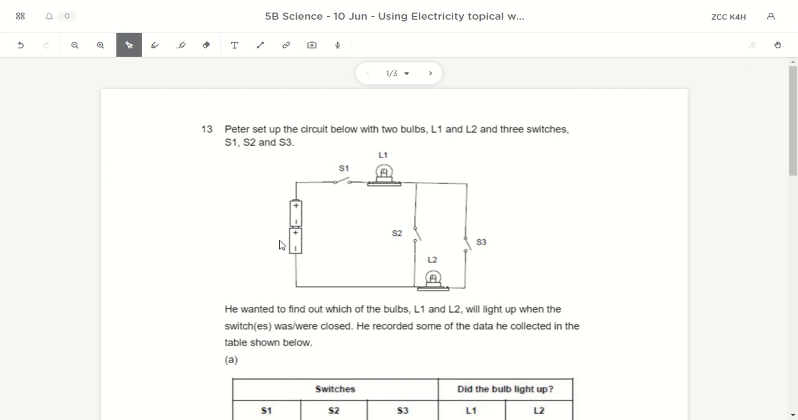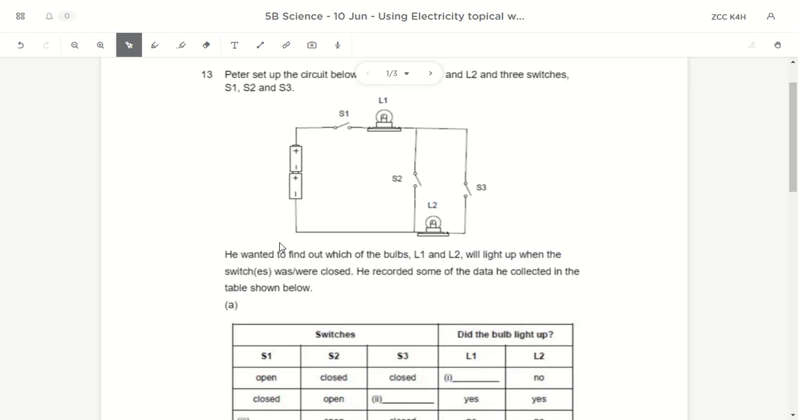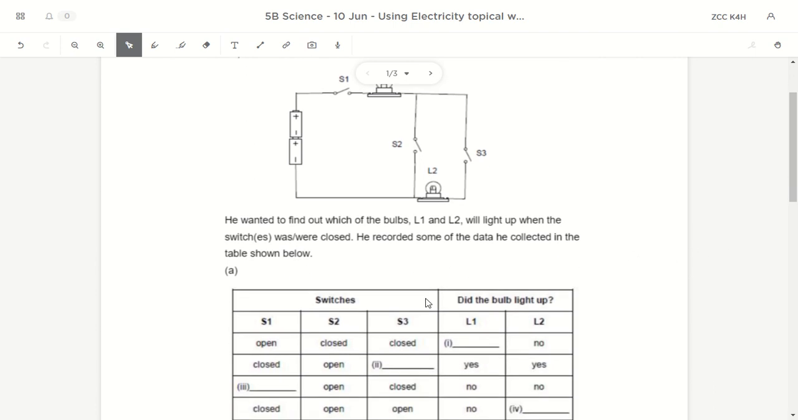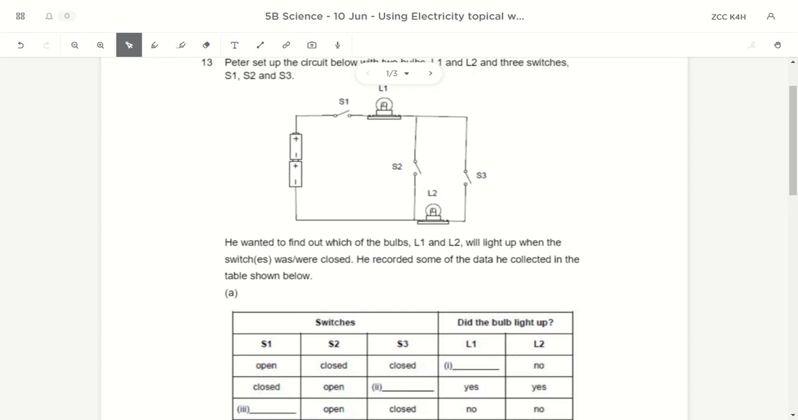Question 13 is about an electrical circuit. You have three switches, S1, S2, S3, and two bulbs, L1 and L2. What you're supposed to do is infer, for example, when these three switches are open, closed, closed, what happens to lamp number one and so on. Based on the variables they have stated, work out whether the bulb lights up or not. Let's start with the first one.